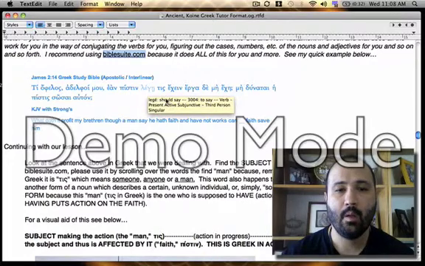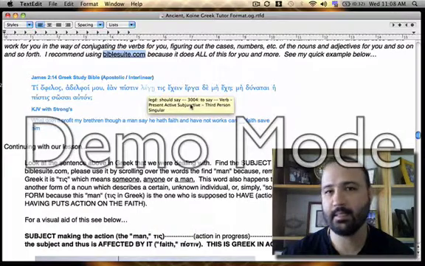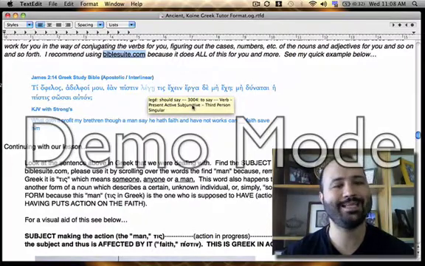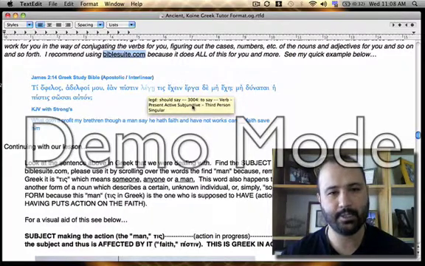Okay, so it is in its present active subjunctive. Okay, it's in its present tense. Active meaning it's ongoing, and the subjunctive, which means it's conditional. It's based on a condition.